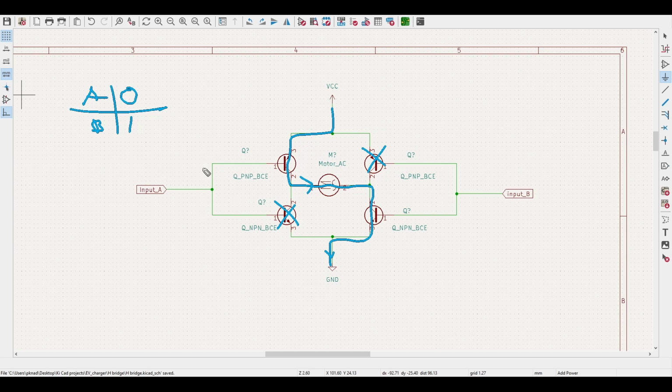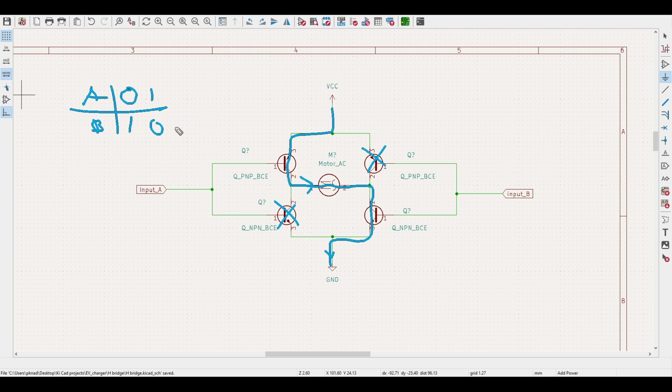So by using these two inputs, we can either have a 0, 1 state, where input A is 0 and input B is 1, or a 1, 0 state, where input A is 1 and input B is 0. In these two states, we can essentially control the direction of current going through the motor.